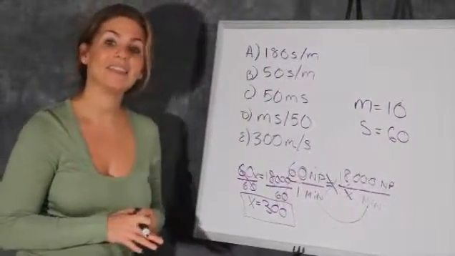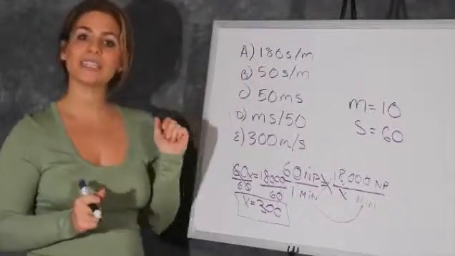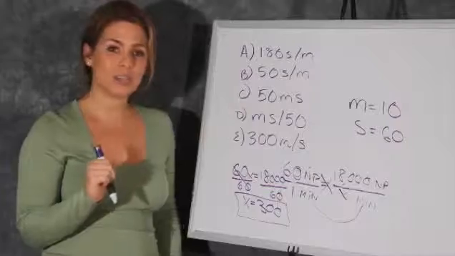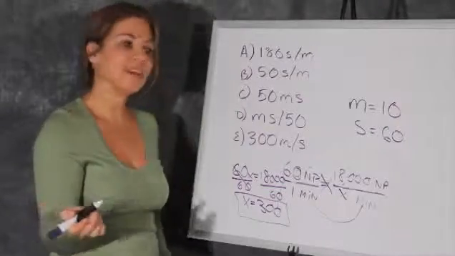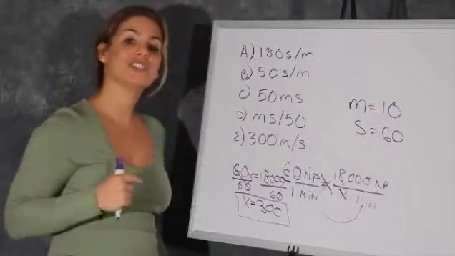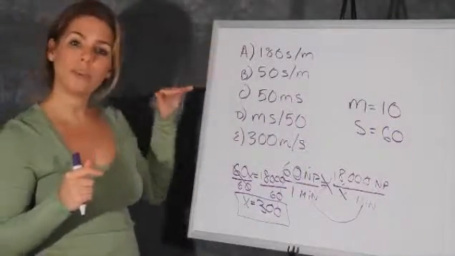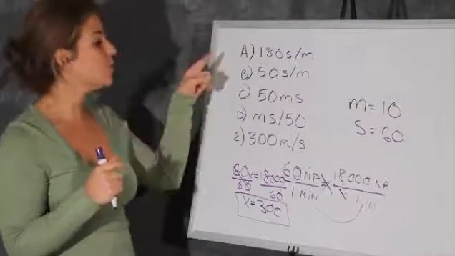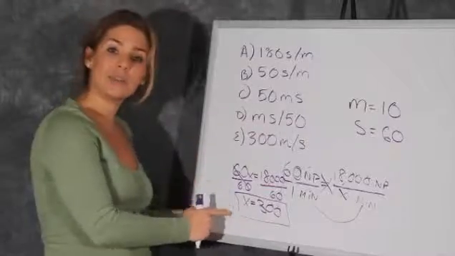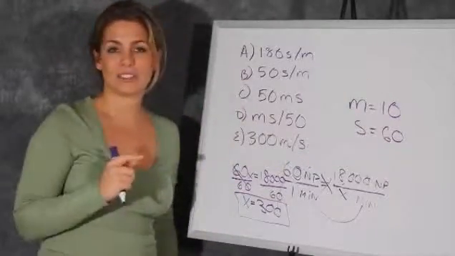And the last step is realizing that each one of these answer choices has the S and the M from our original question. But what we want to remember is that we changed S to 60 and we changed M to 10. So what we need to do is go through the answer choices and see which one of these is equal to 300, which is our answer, using the numbers that we picked originally.